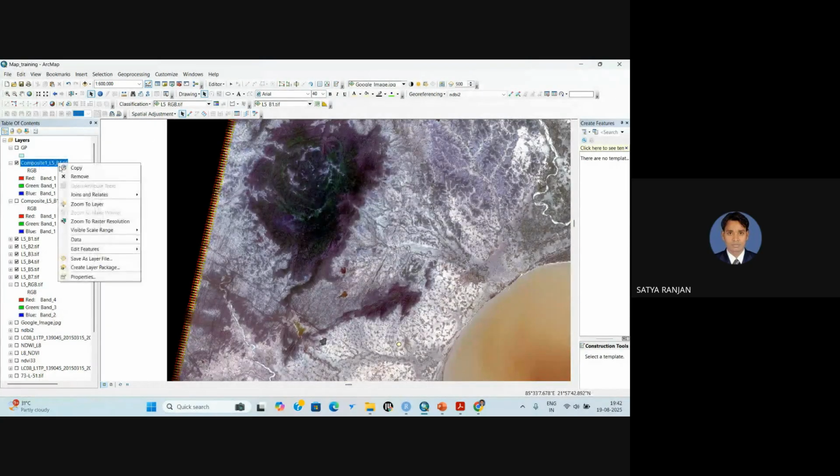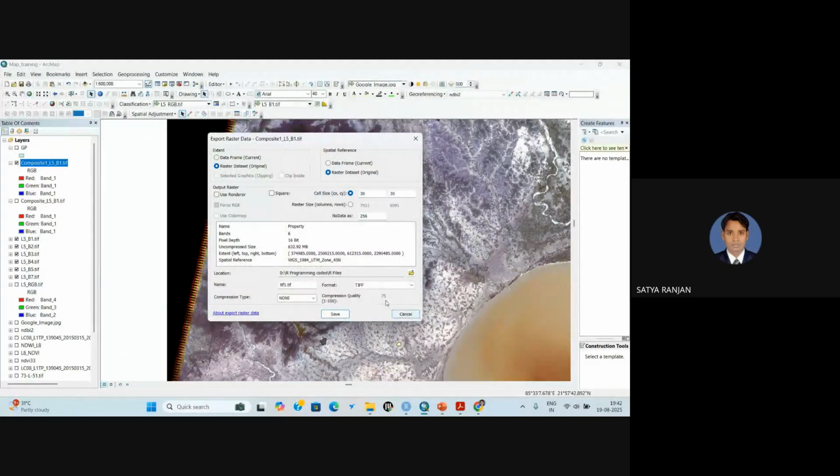Then it is temporarily created. Then we have to select and export this image into a TIFF file or IMG file. Generally we use the TIFF file. So it is 630 MB. So we have to export it like this.